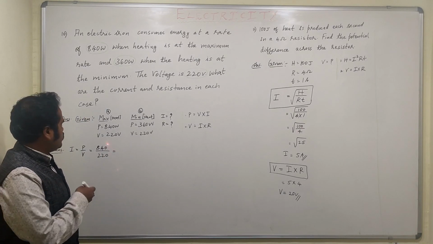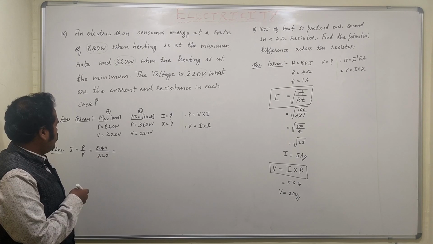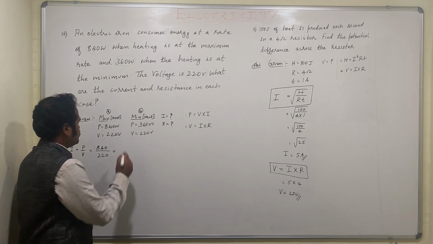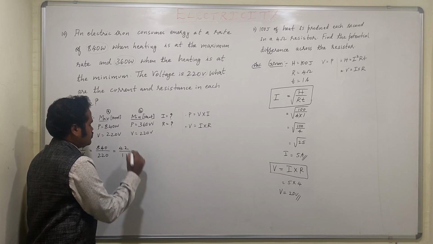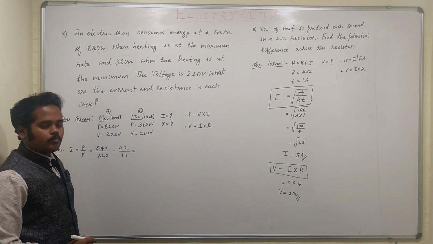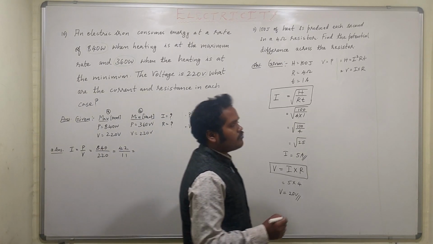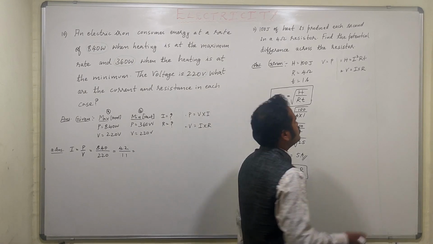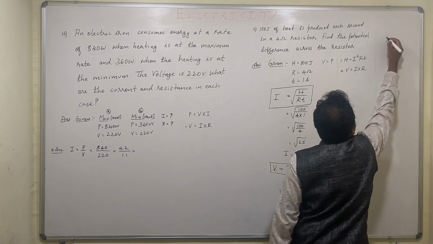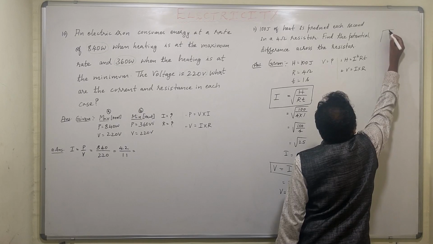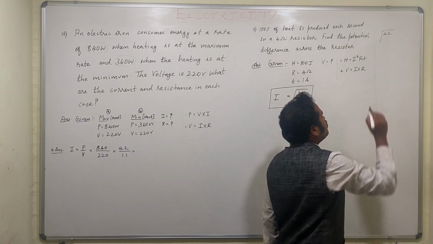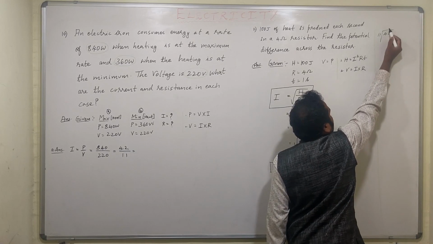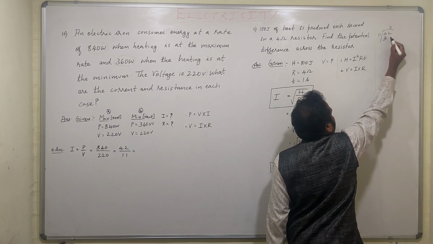Here 0 and 0 get cancelled. 2 4s are 8, 2 2s are 4, 2 1s are 2. Now we have to divide 42 by 11 to 3 decimals, and then we will round it off to 2 decimals. 42 divided by 11. 11 3s are 33.